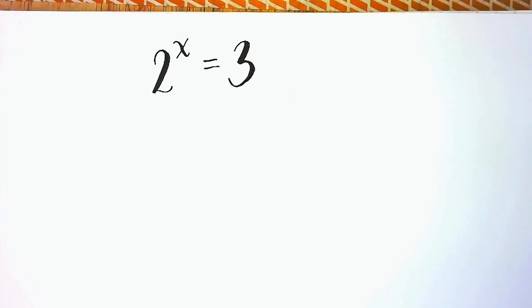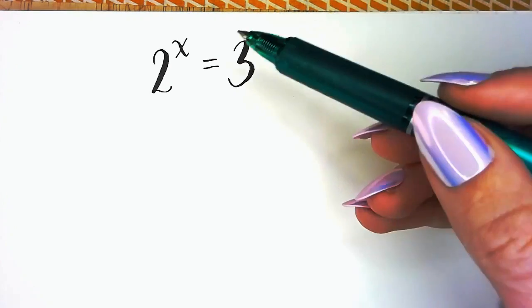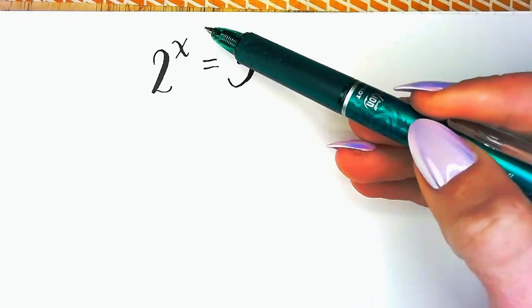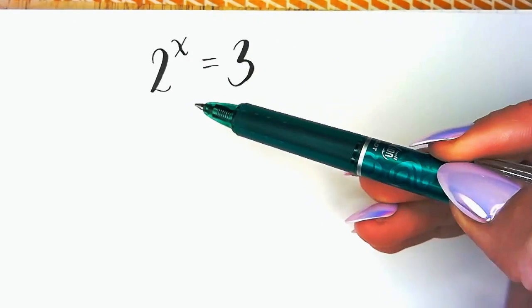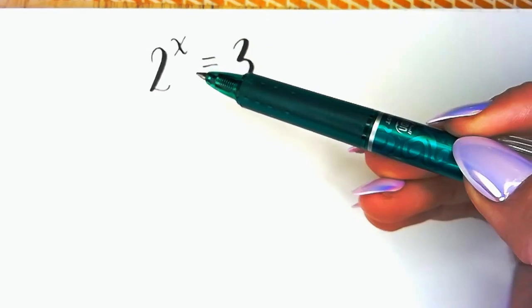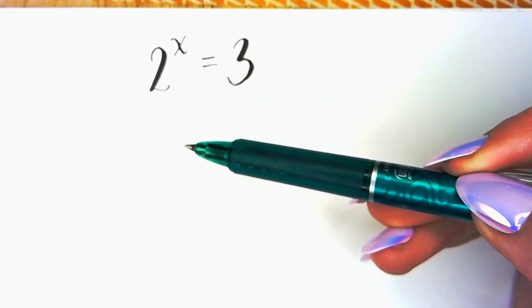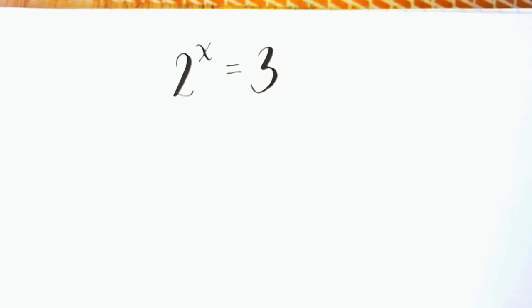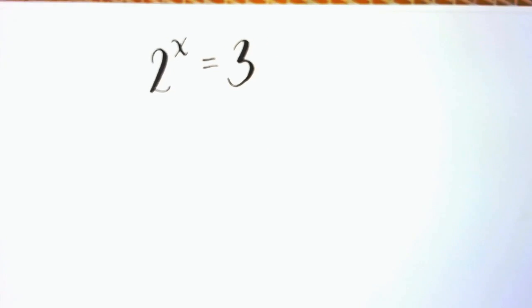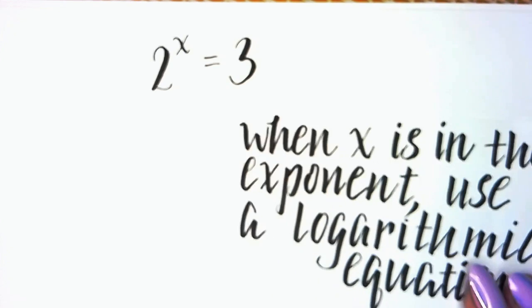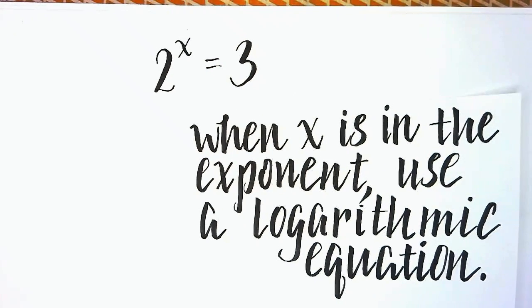The directions for all of these examples is going to be to solve for x. So in this example, the first thing you want to ask yourself is, where is the x? The x here is in the exponent, which means we're working with an exponential equation. When you're solving for x in an exponential equation, what is it that you are supposed to do? Well, there's two rules that we'll be working with on the examples in this lesson. The rule we'll use for this one is, when x is in the exponent, use a logarithmic equation.